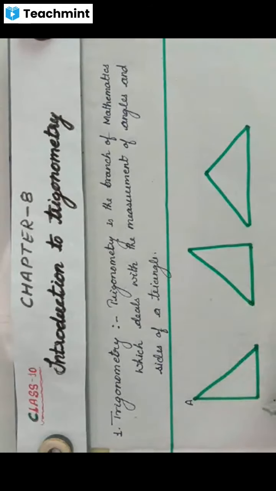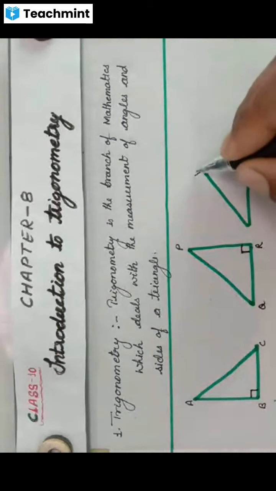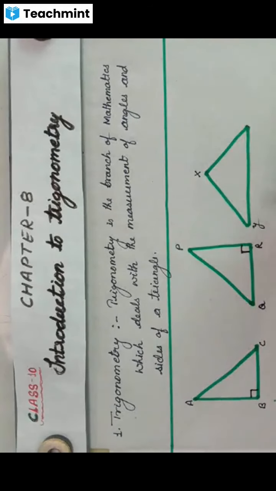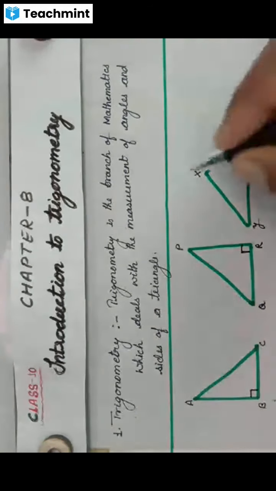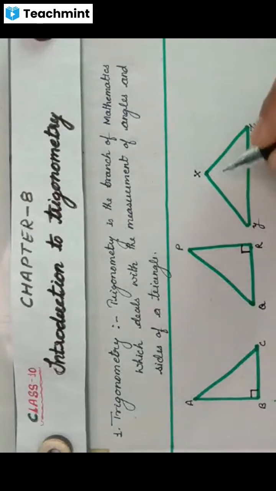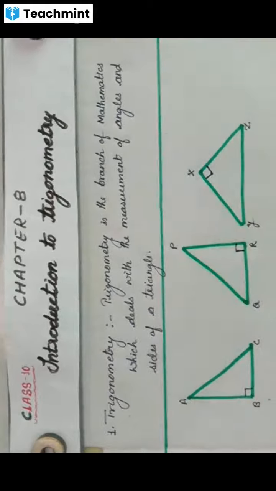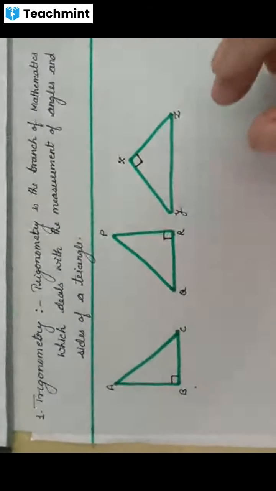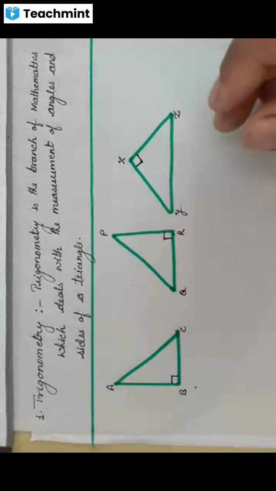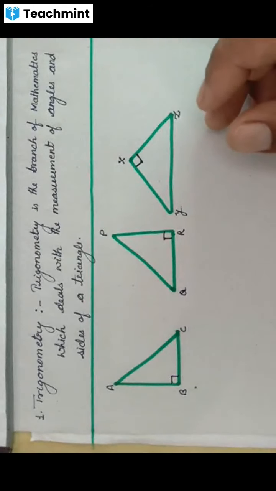This triangle is A, B and C, and the 90 degree angle is here. Now the other triangle I have is P, Q and R. In this we have 90 degrees here. And the third triangle I am going to write X, Y and Z. In this triangle you will have 90 degrees over here. Is it clear? This is our 90 degree. So trigonometry is based on a triangle having one angle of 90 degrees.